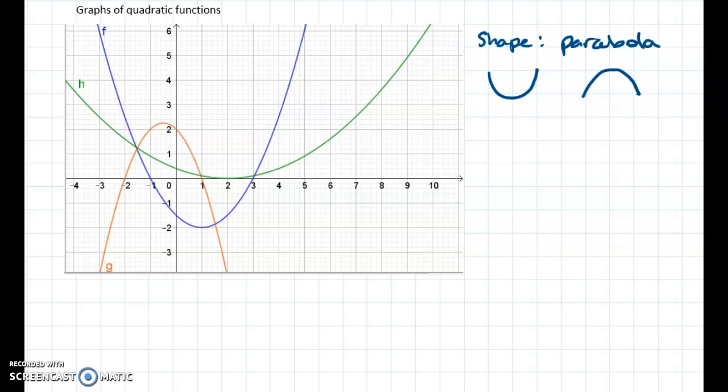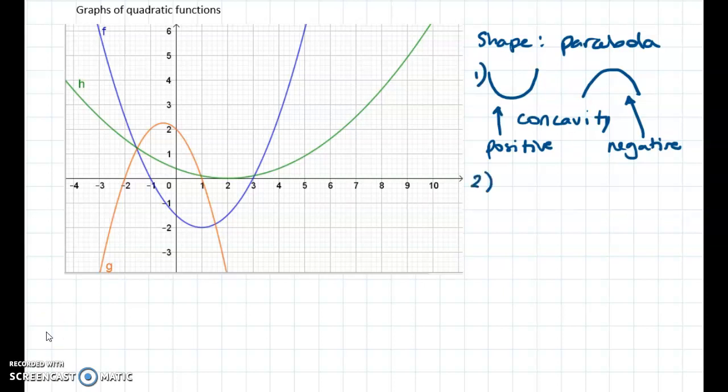This that I'm drawing over here is what we call concavity. And we can say that the concavity is either positive, that's the happy looking one, or the concavity is negative, and that's a sad looking one. So here we have f and h are quadratic functions with positive concavity, and g is a quadratic function with negative concavity. And this is the first feature we are going to look at.